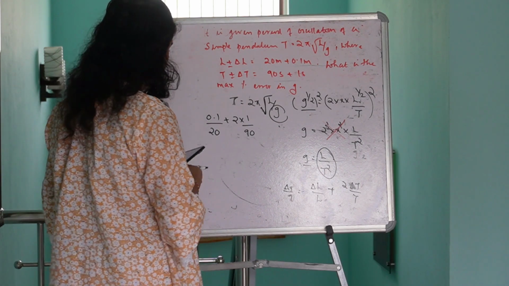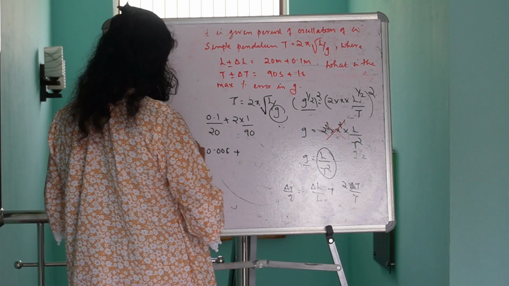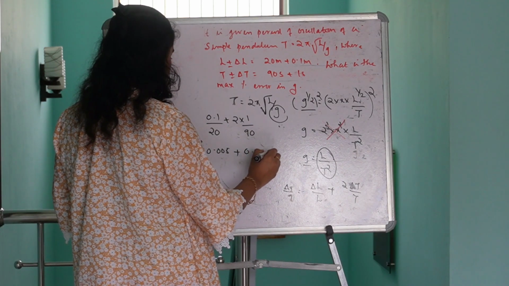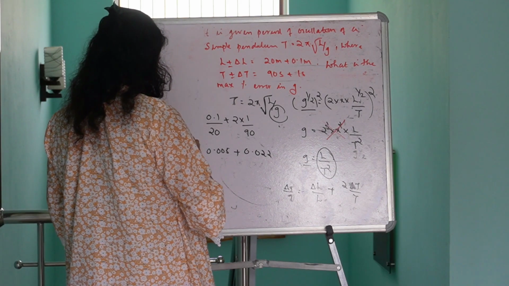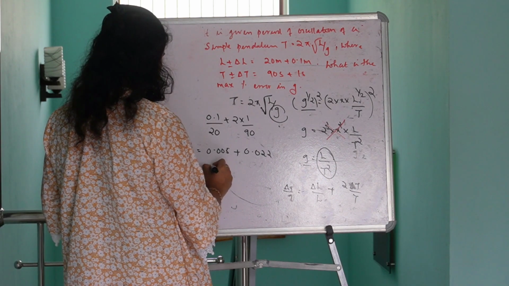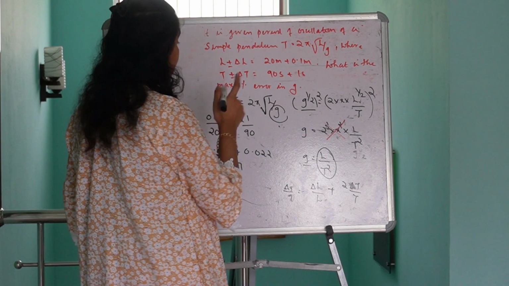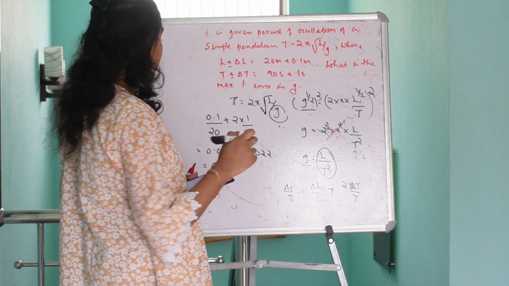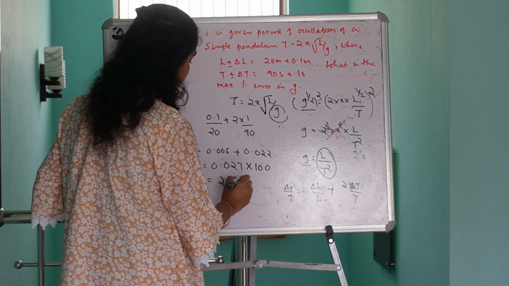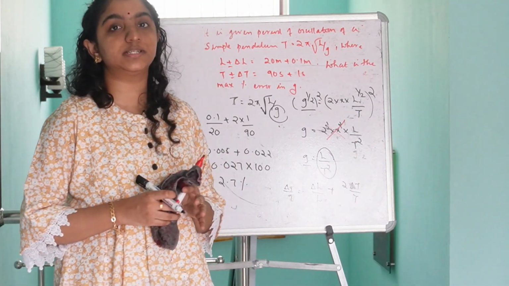0.1 divided by 20 is equal to 0.005, plus 2 divided by 90, that is equal to 0.022. So that is equal to 0.005 plus 0.022, that is equal to 0.027. 0.027 is the relative error in G, but here I am asked to find the percentage error, so I have to multiply it with 100, so I will get 2.7%. Is it clear, guys?